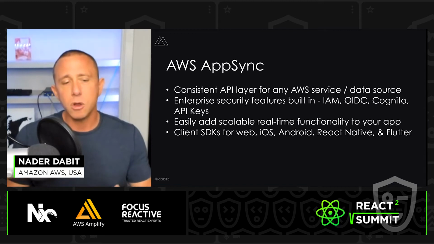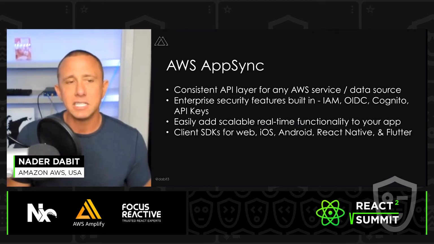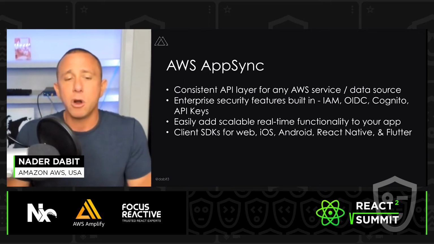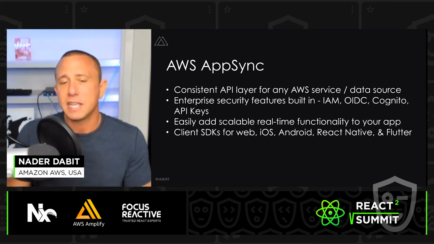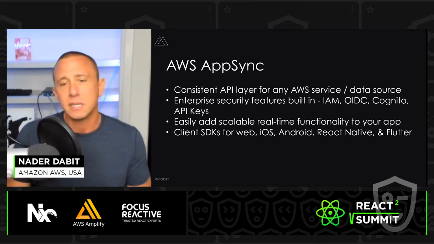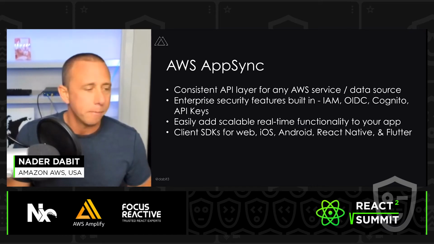And then we also build and maintain our own SDKs for all these AWS services, including AppSync. So you can use something like Urql or Apollo, but we have our own SDKs that manage a lot of things like authorization headers. And we have SDKs and libraries for web, iOS, Android, React Native, and Flutter.